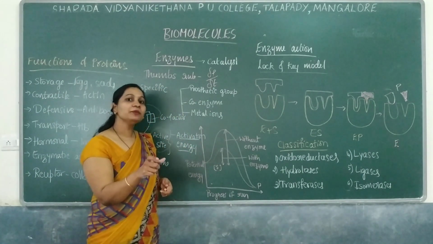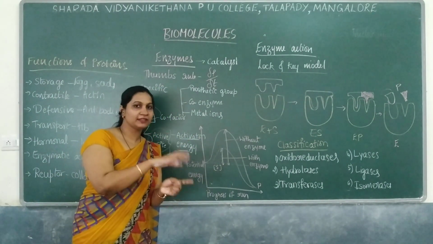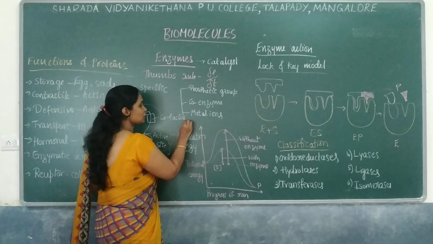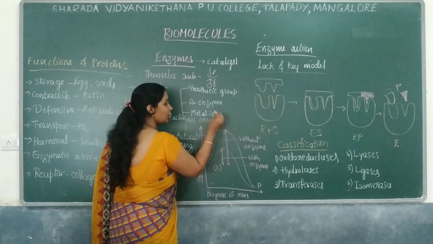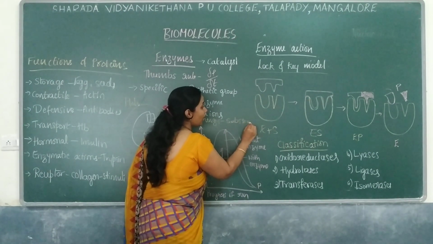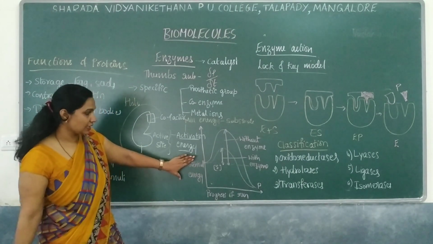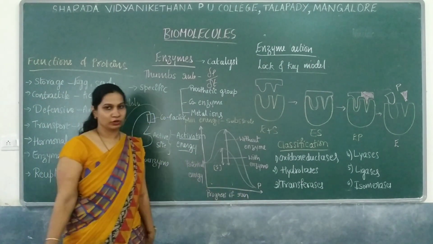Energy required by the particular substrate to bind with that enzyme. It is the minimum energy. Activation energy is the minimum energy required by whom? Required by the substrate to bind with that enzyme. Now here this graph shows the activation energy. Y-axis is potential energy, x-axis is progress of reactions.